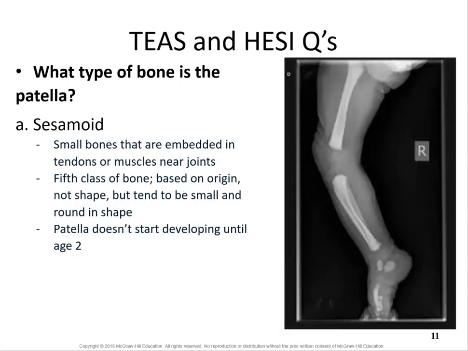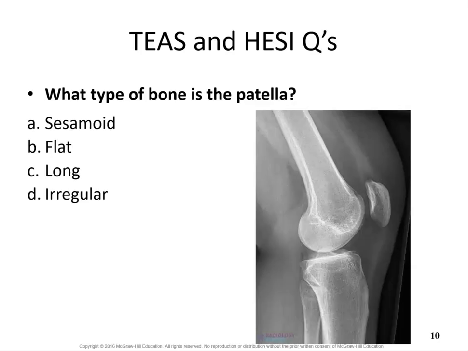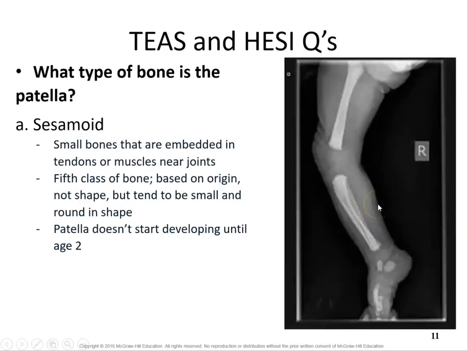This class of bone is based on origin and not shape, but they do tend to be small and round in shape. And it's interesting to note that the patella doesn't actually start developing until about age 2. So here you have a normal knee radiograph in an adult human. You have the patella right here. If we look at the same kind of image in an infant, you'll see the patella is actually missing. So it has not started developing in this child yet.